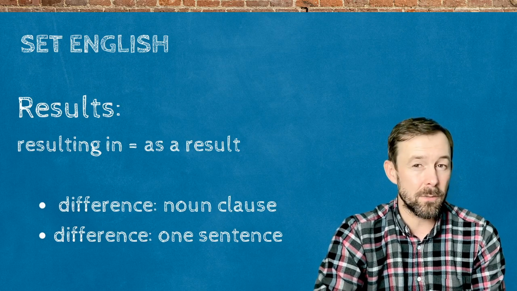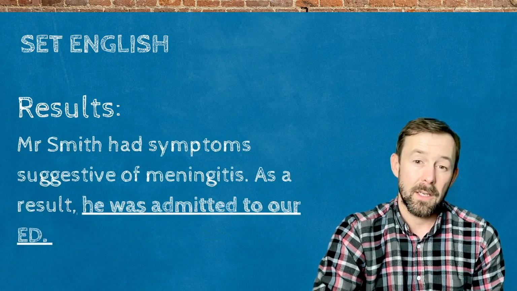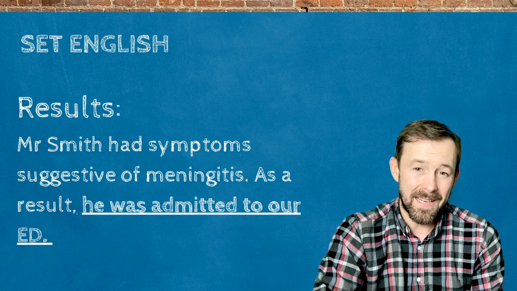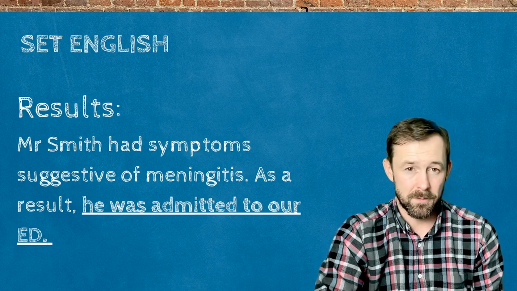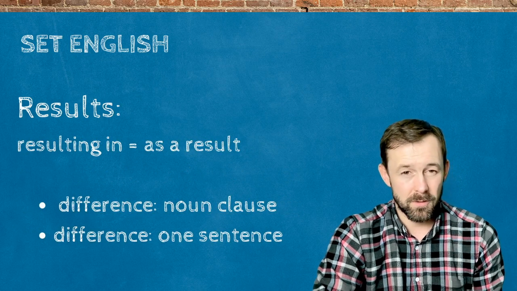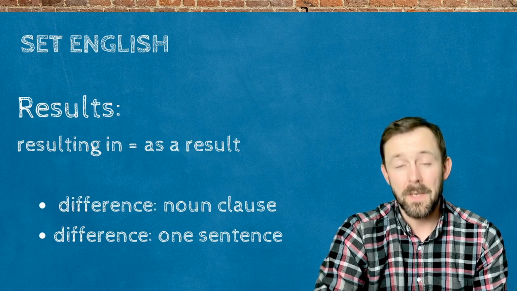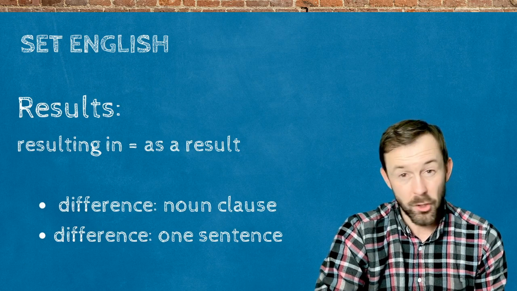So let's just look at as a result again. We can see there it is. It's got a verb clause after it, and it also needs a new sentence. So let's just review those rules again. We need a noun clause with resulting in, and we need one sentence, not two sentences.